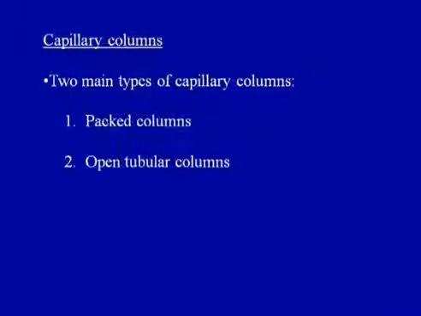Now, there are two types of capillary columns: packed columns or open tubular columns. When you say packed, these have solid particles over the whole diameter of the column, like we have seen in packed columns, but open tubular columns are different.